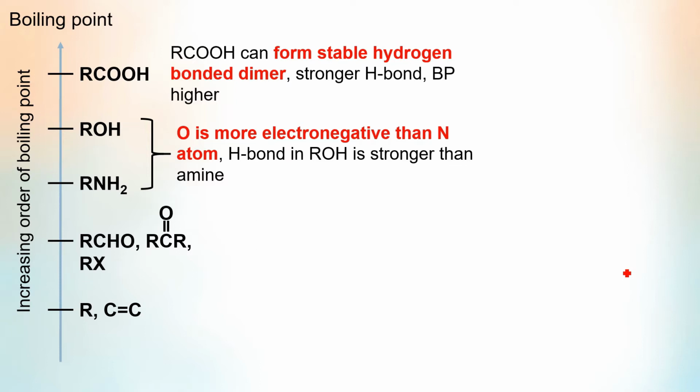Comparison between alcohol and amine. Alcohol has a higher boiling point than amine. The reason is that oxygen is more electronegative than nitrogen. Hydrogen bonds between alcohol molecules are stronger than between amine molecules.